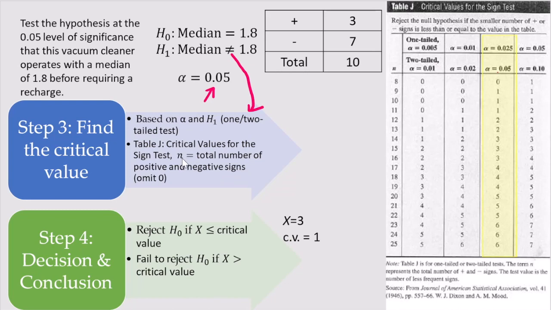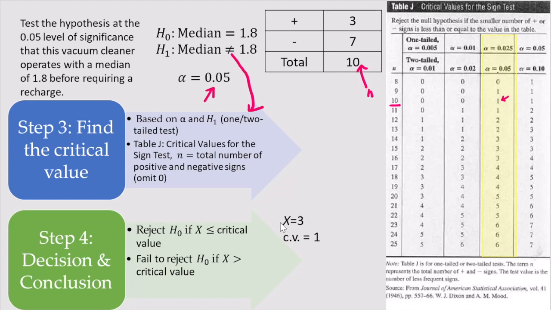We would have to look for n, the total number of positive and negative signs, and our n is equal to 10. Okay, so n is equal to 10. Our critical value would be 1.